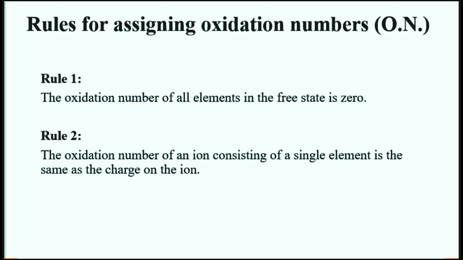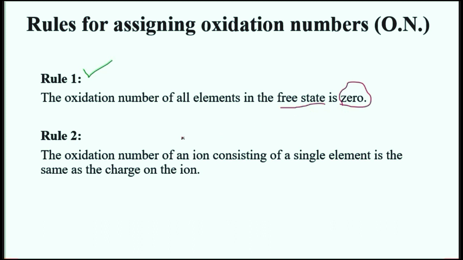Now we are going to discuss the rules for the oxidation state. Rule number 1 is related to the oxidation number of an atom which is in a free state. Any atom which is in a free state, what will be its oxidation number? It will be 0. It means the oxidation number of any element that exists in the free state is 0. The wording of point 1 is: the oxidation number of all the elements in the free state is 0. This is rule number 1.